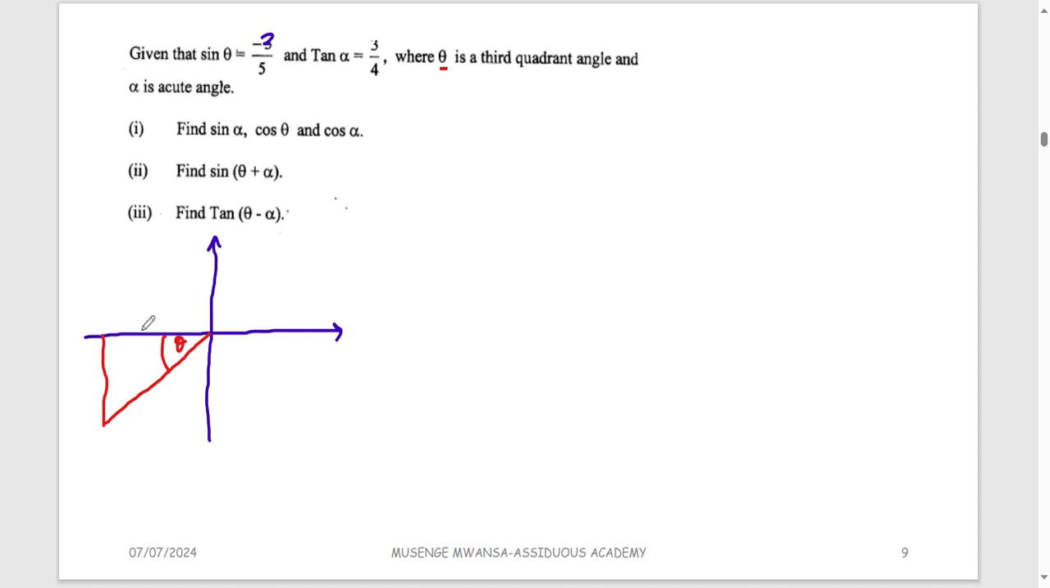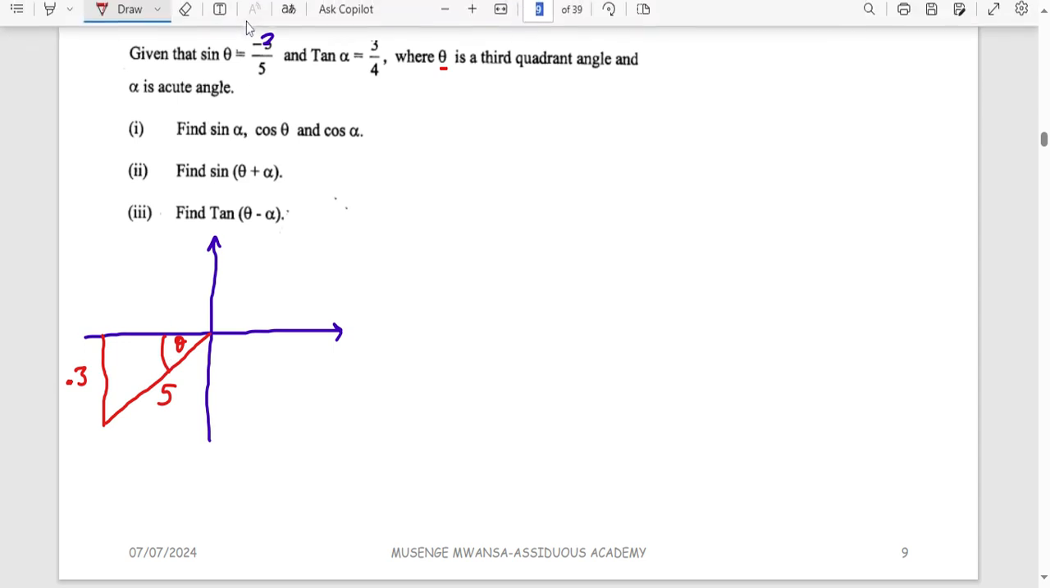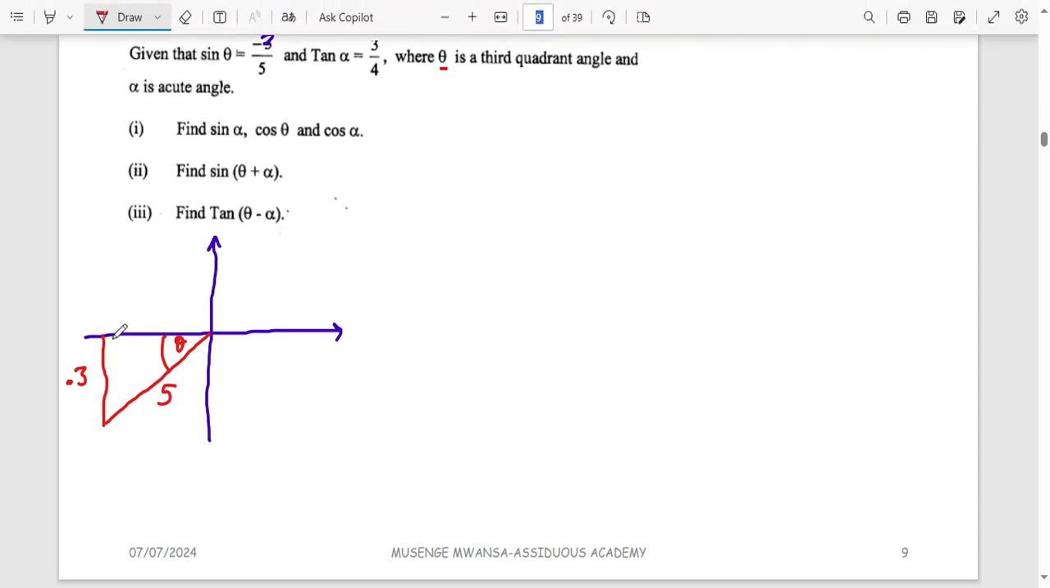And from what we've been told, sin theta is negative 3 over 5. But you know that sin is opposite over hypotenuse. So if the 3 is on top, it means that's the opposite, and then the hypotenuse is 5. But where is the negative coming from? You can see that this is along the negative y-axis. So the 3 is actually negative. 5, the hypotenuse, can never be negative. It's always positive. So if you have got a negative number, it's always one of the two sides.